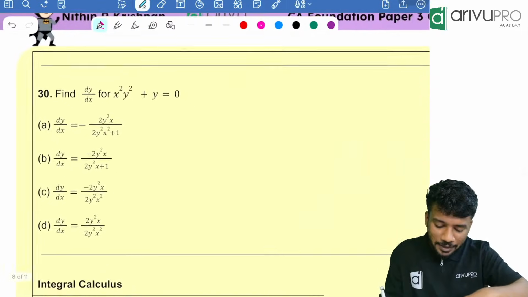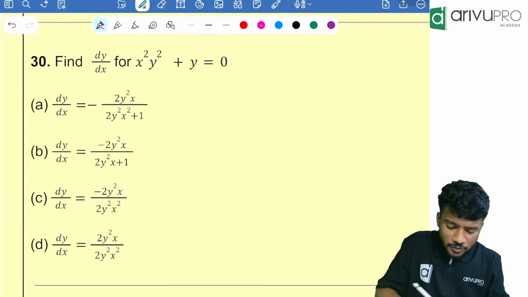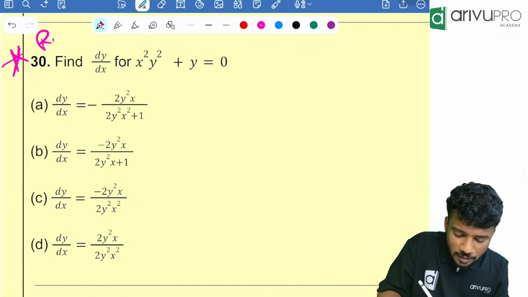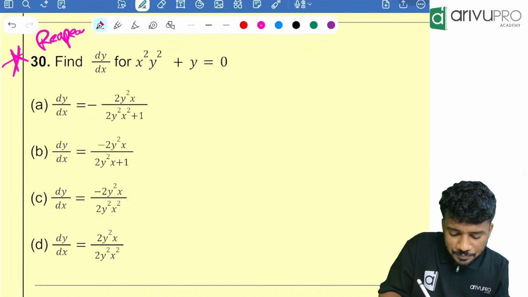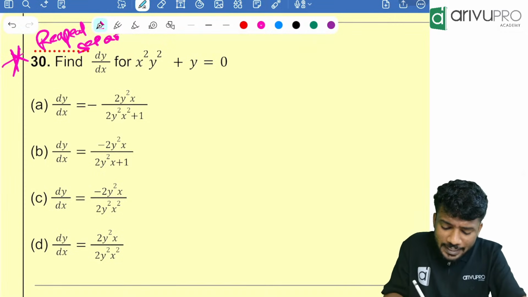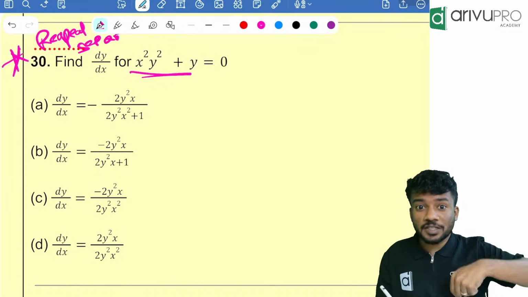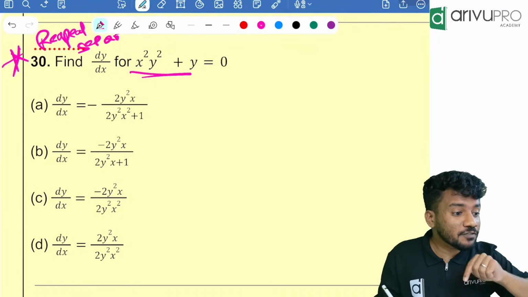Next question, people, 30th question. Now we have 17 more questions, then everything is done. This same question was repeated in September 25, in the previous attempt, same question without even changing. So dy by dx. People, what type of function is it? The third or fourth question we are solving regarding an implicit function.